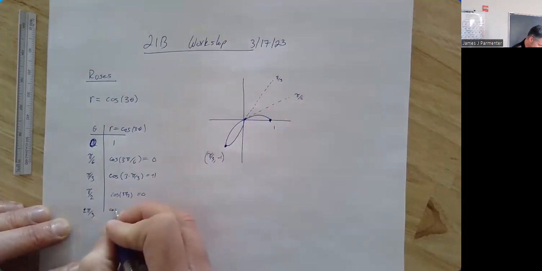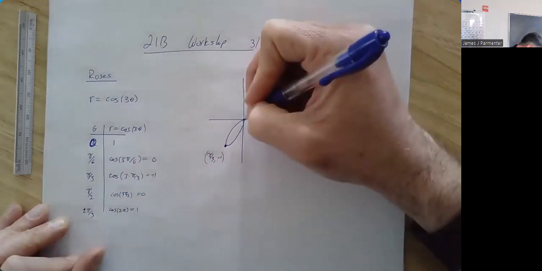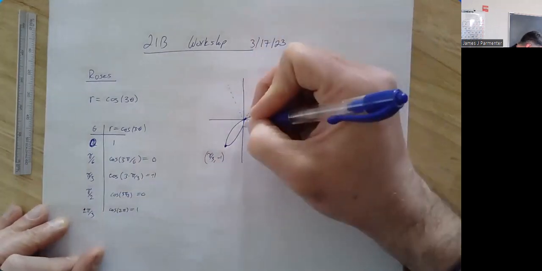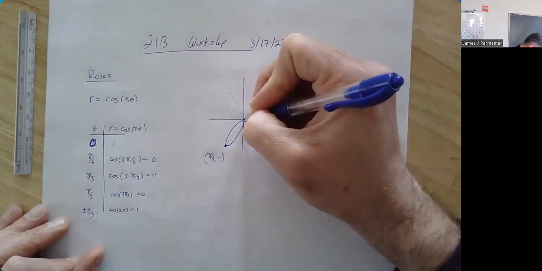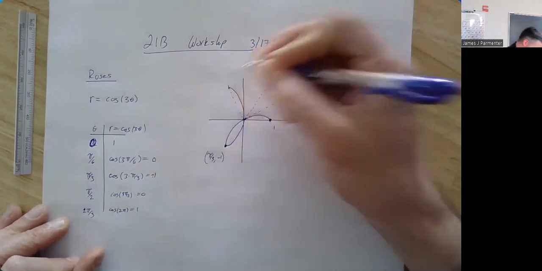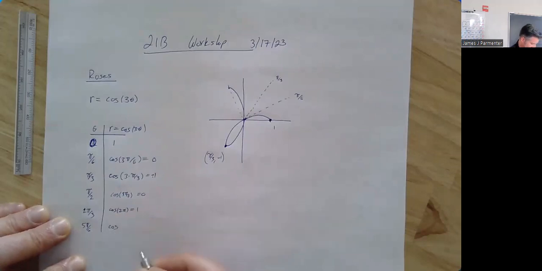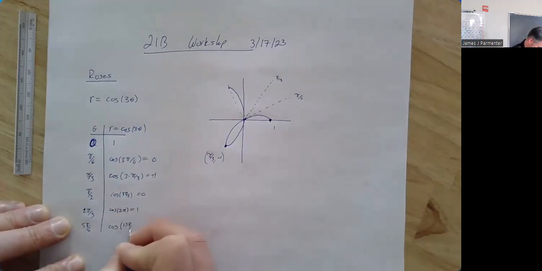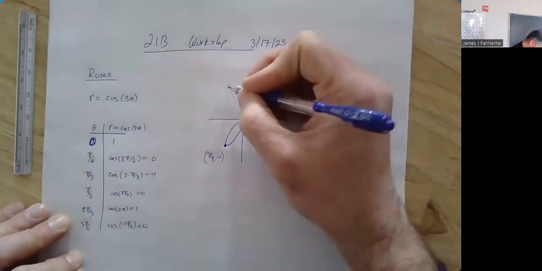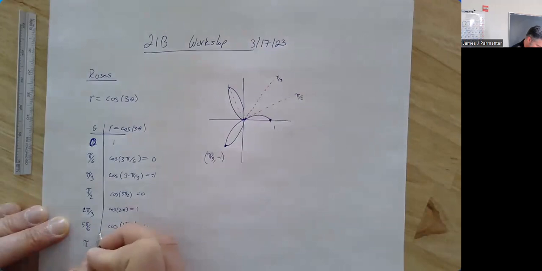And cosine of 2 pi is 1. So at 2 pi over 3, which is this angle up here, I end up being back at a value of positive 1. And then finally, coming in to the end, another pi over 6 gets me cosine of 5 pi over 2, which is 0. So we're back at the origin. And then finally, rounding it out all the way to pi, cosine of 3 pi is negative 1.